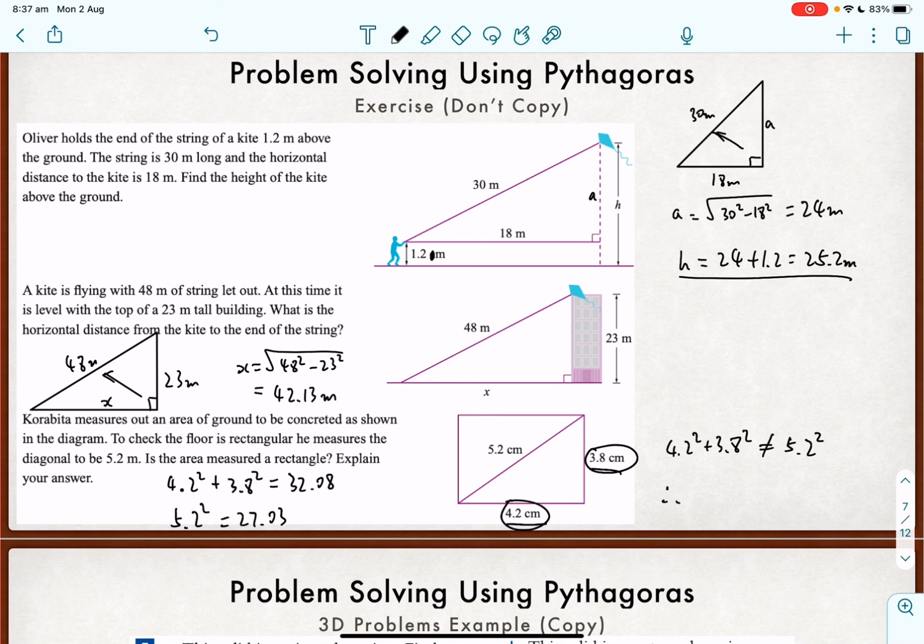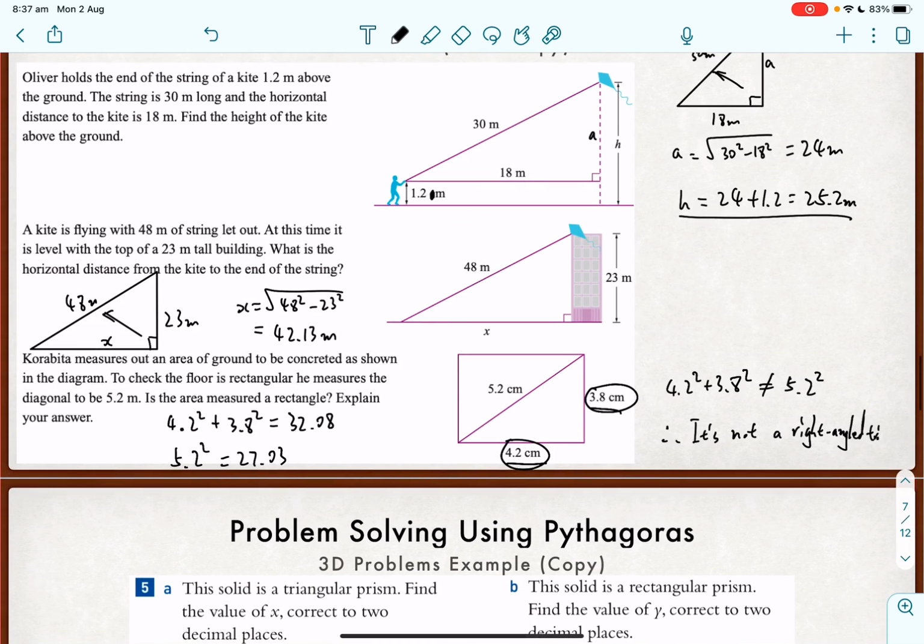Therefore, it is not a right angled triangle. Therefore, it is not a rectangle.